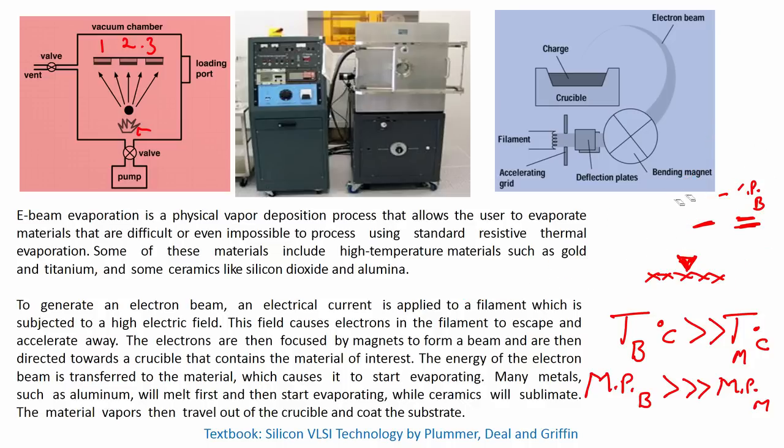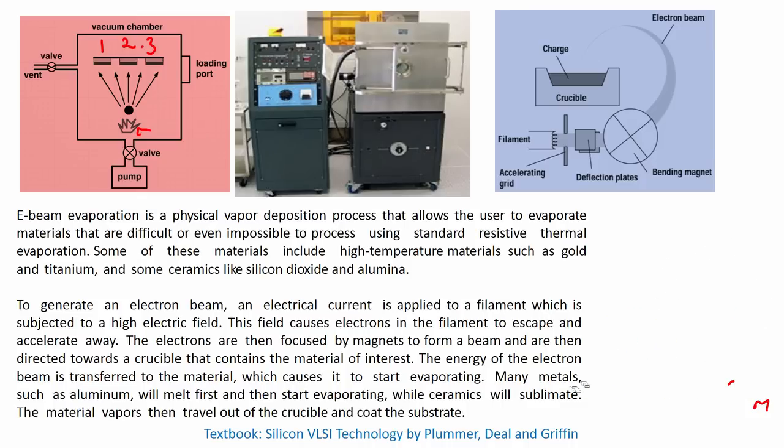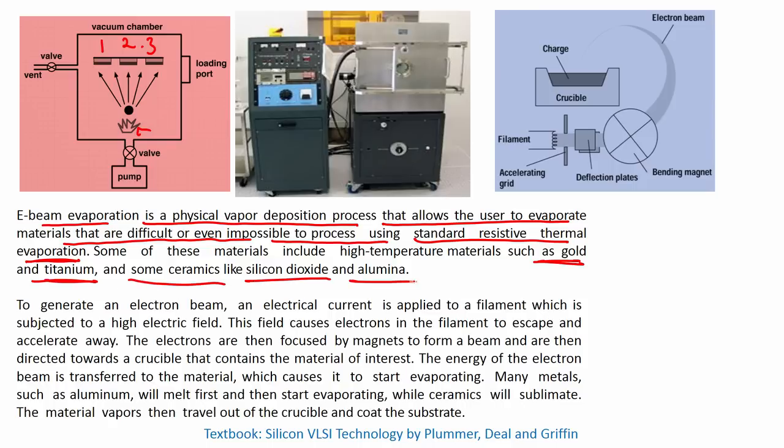So, let us see quickly what is an electron beam evaporator. Electron beam evaporation is a physical vapor deposition process that allows the user to evaporate the materials that are difficult or impossible to process using standard resistive thermal evaporation, right. What we understood is that e-beam evaporation allows the user to evaporate materials that are difficult or impossible to process using resistive thermal evaporation. We have just seen an example. Some of these materials include gold, titanium, right, some ceramics like silicon dioxide, alumina.